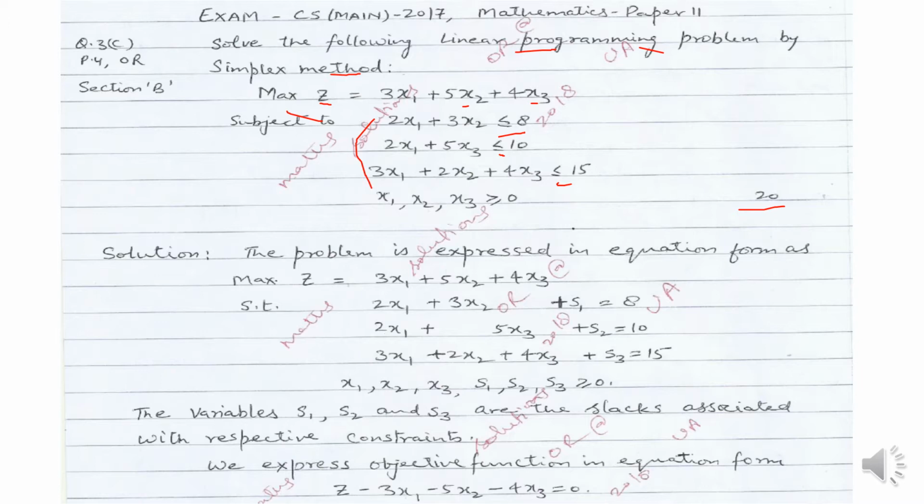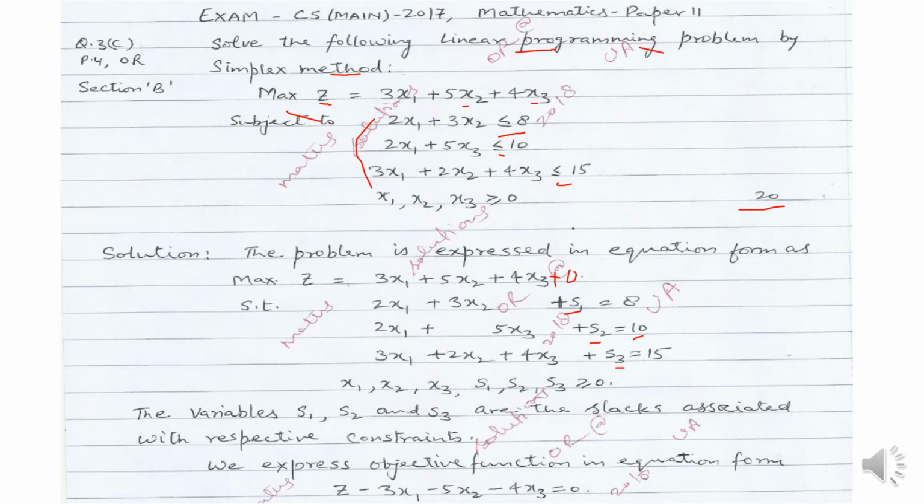We have the objective function maximize z is equal to 3x1 plus 5x2 plus 4x3, and this is the first constraint 2x1 plus 3x2 plus s1, where s1 is the slack variable, is equal to 8. 2x1 plus 5x3 plus s2, the second slack variable, is equal to 10. Third constraint is 3x1 plus 2x2 plus 4x3 plus s3 is equal to 15. x1, x2, x3, s1, s2, s3 are greater than equal to 0.